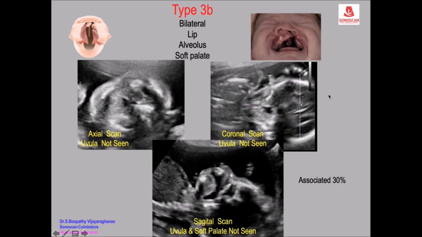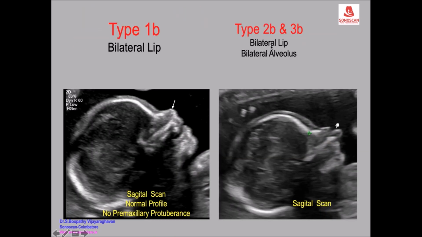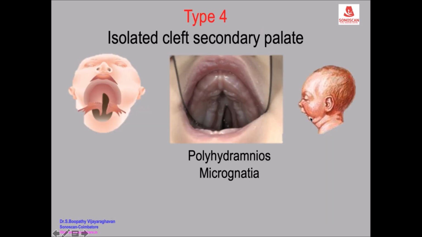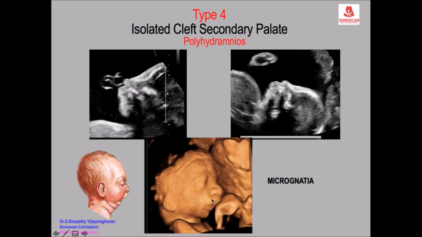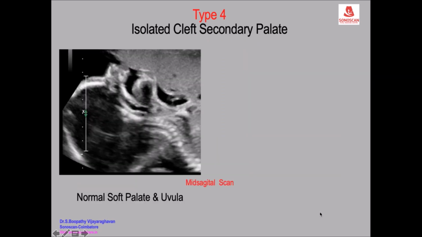And this has also more association with other anomalies. Bilateral lip and bilateral alveolus, you get premaxillary protuberance. So this is seen both in 2B and 3B. So you must be conscious of this. There is micrognathia. When you see micrognathia and cleft secondary palate, there are always associated anomalies, and this combination is called Pierre Robin syndrome, on 3D. We don't need 3D, but it is better to demonstrate to the patient.